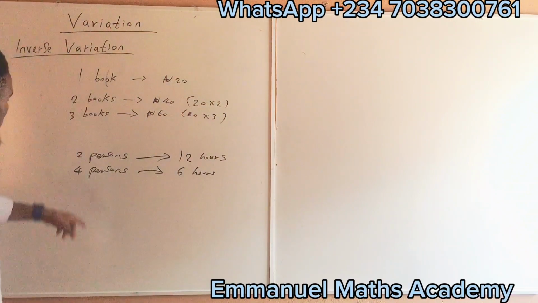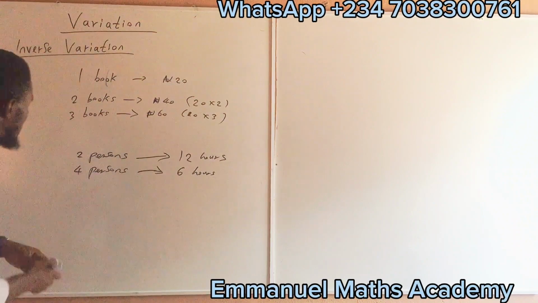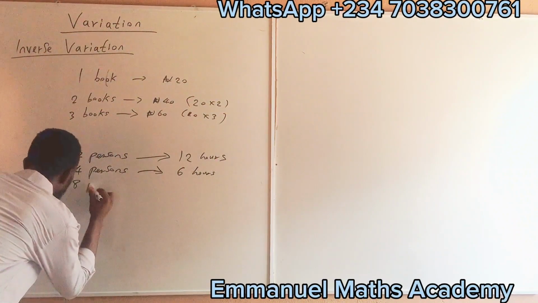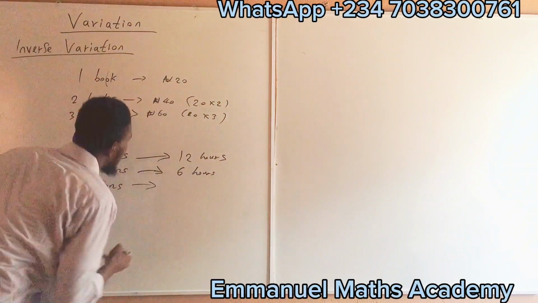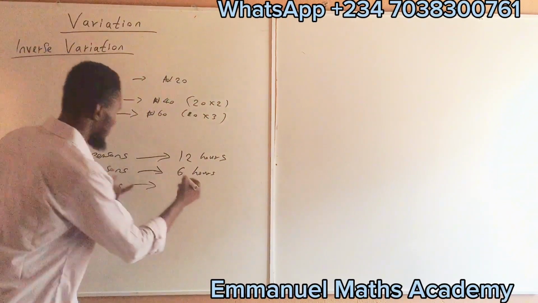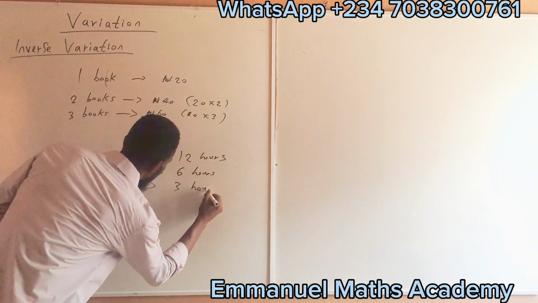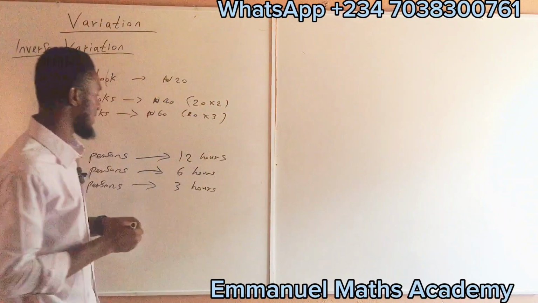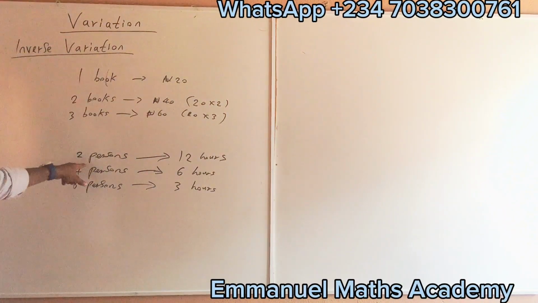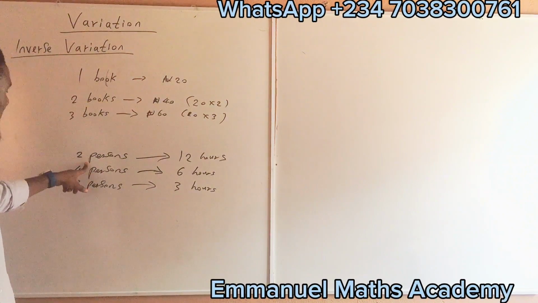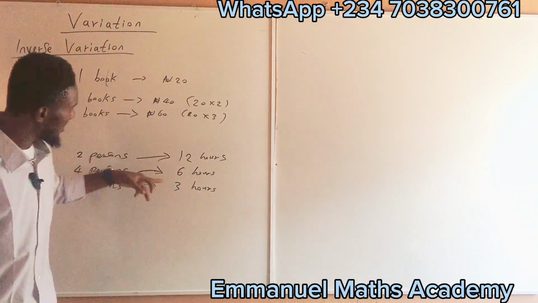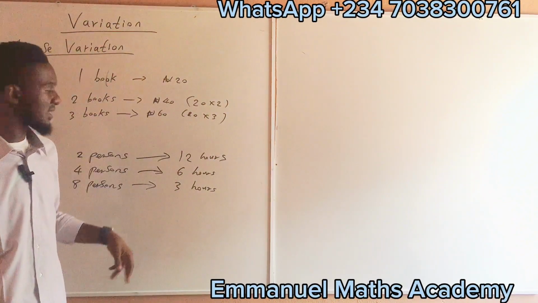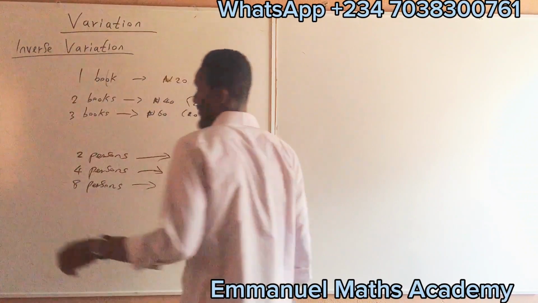What if I decide to increase the number of persons again to maybe 8 persons? You can see that the number of hours will also decrease, maybe to 3 hours, right? You can see that an increase in this quantity, from 2 to 4, 4 to 8, brings about a decrease in this other quantity. This is what we mean by inverse variation, right?